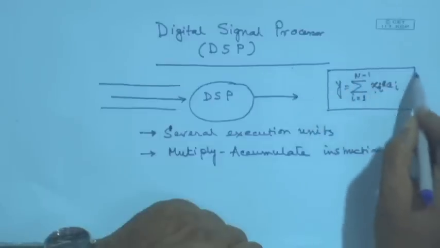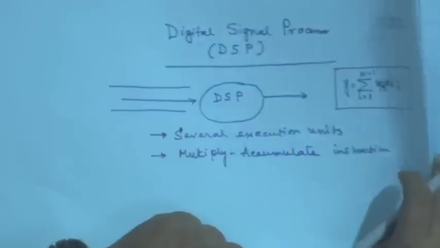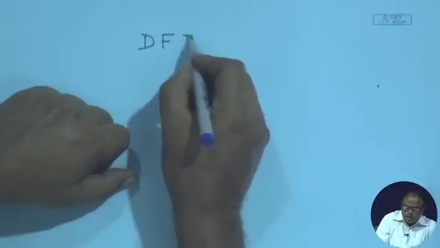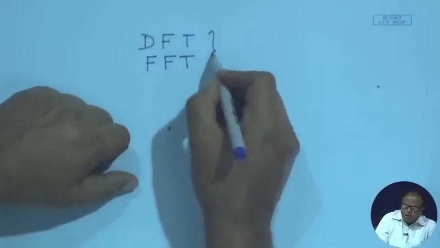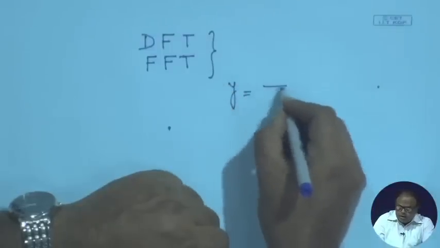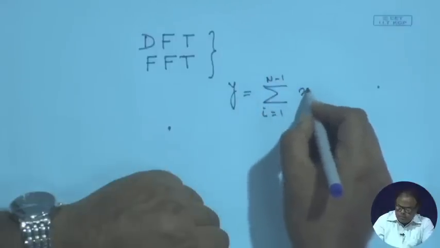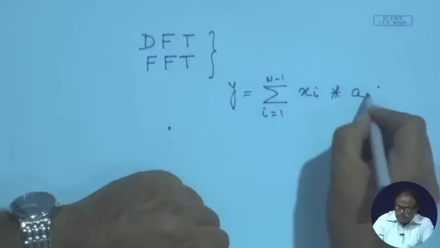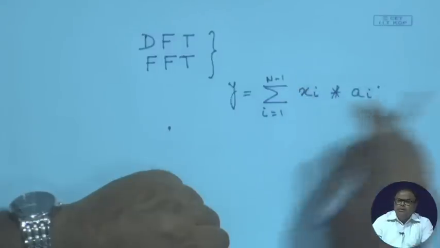Now, this type of operation is present in different DSP applications, like the discrete Fourier transform and the fast Fourier transform. These are very standard signal processing applications. All of these have operations of this form, or with a_j, it could be 2 summations, etc.